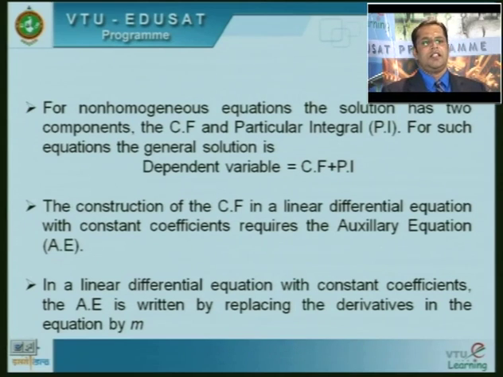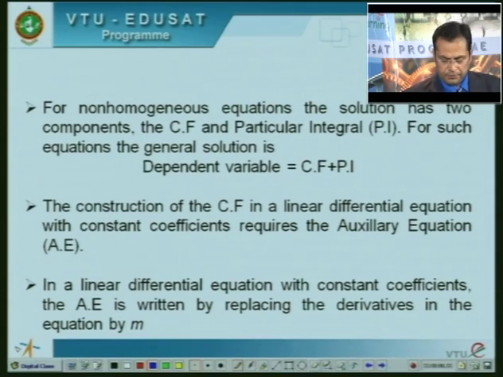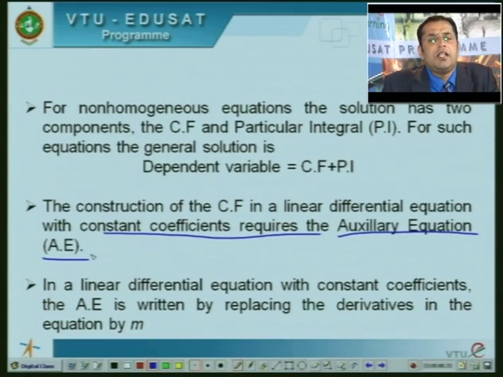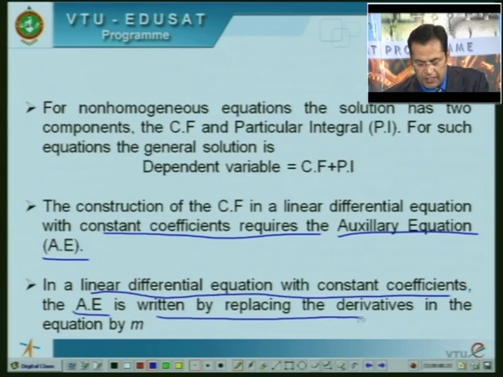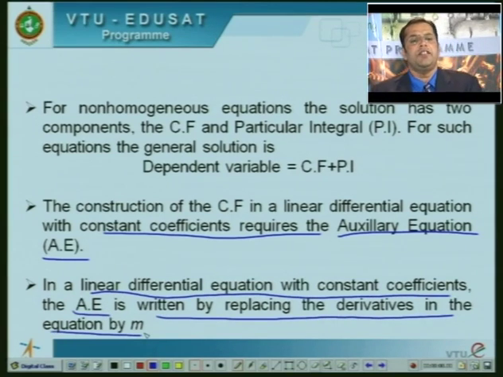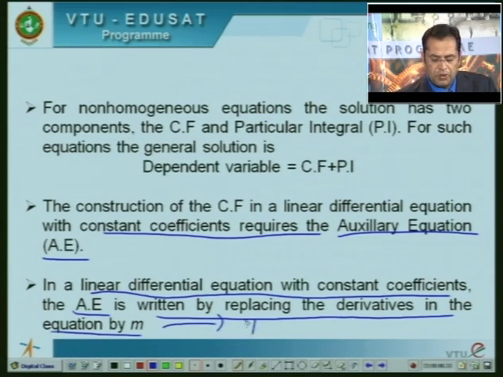I repeat again, usually the dependent variable is y dependent on x, so it is y equal to CF plus PI. But the construction of the CF in a linear differential equation with constant coefficients requires an algebraic expression called the auxiliary equation. And you know that in a linear differential equation with constant coefficients, the auxiliary equation can be written by replacing the derivatives in the given differential equation by m.